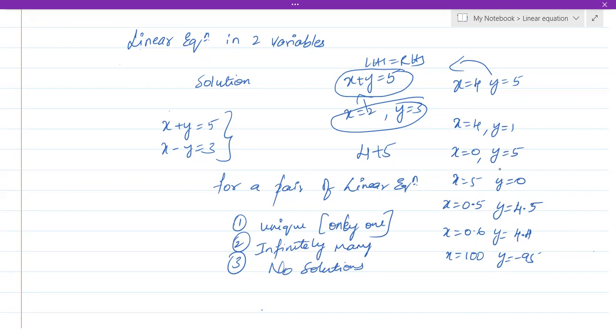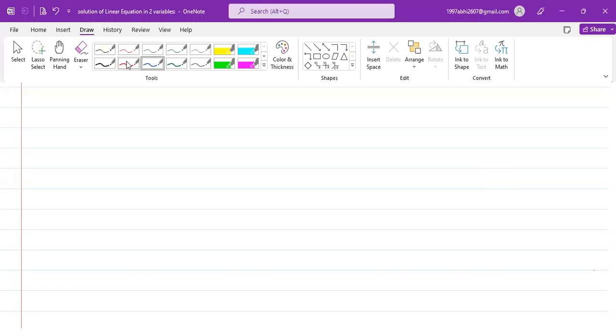So in this video, we are going to discuss the conditions for the solvability, or the conditions for the types of solution. To get a unique solution, what is the condition? Or to get an infinite solution, what is the condition? And to get no solution, what is the condition? These are the things that we are going to discuss in this video. So let's see the conditions for solvability.